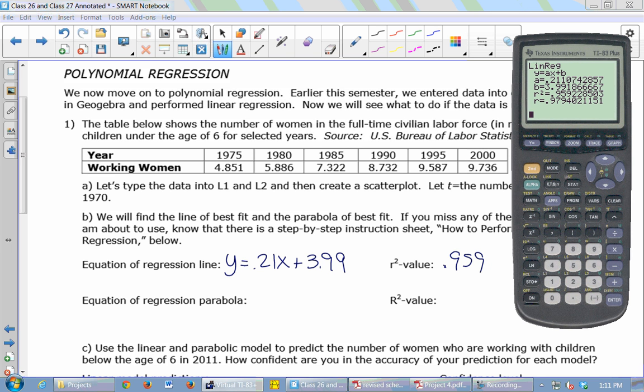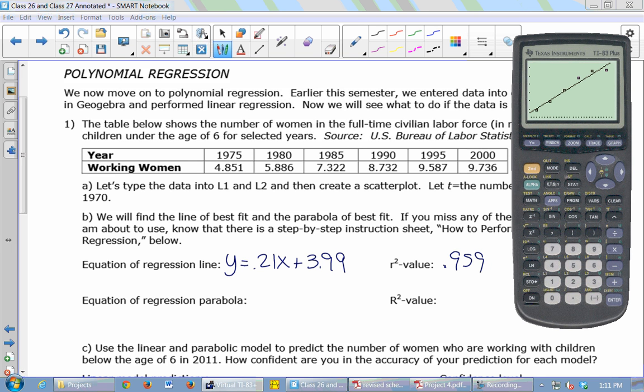All right, so there's our regression line. Let's take a quick look at what this looks like. If we did everything right, it should be pasted into y1, and you can just press graph and see the best fit line. It's very good at the beginning, right? But as we approach the year 2000, 1990, 1995, 2000, it's not as good of a fit, right? It's close, but it's not as good as it was in the beginning.